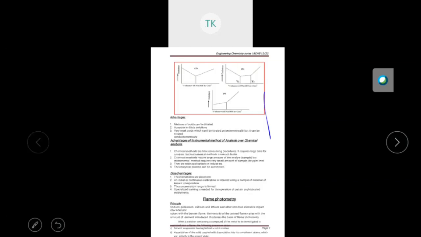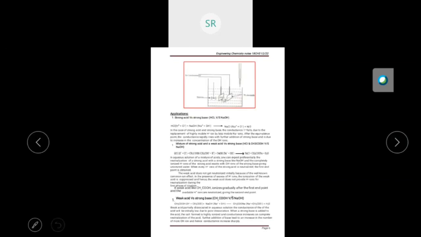The third case, what they have given, weak acid versus strong base. That is, acetic acid is a weak acid. So as I said, it is having H plus ion here, right? Due to this is acetic acid, weak acid. What happens here? Next slide, you can see.